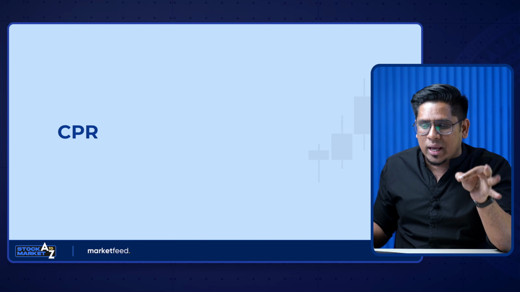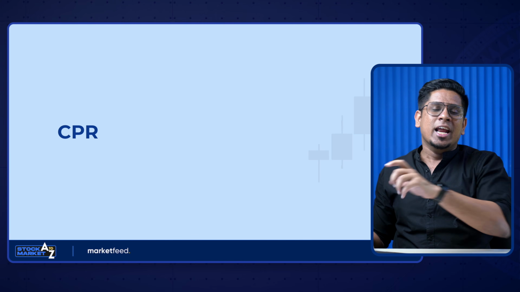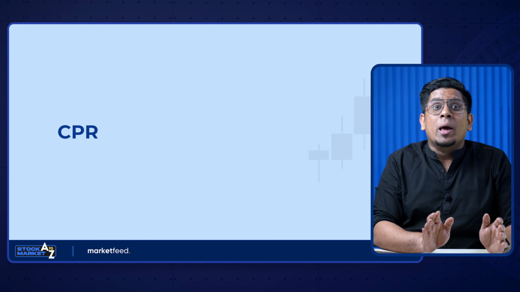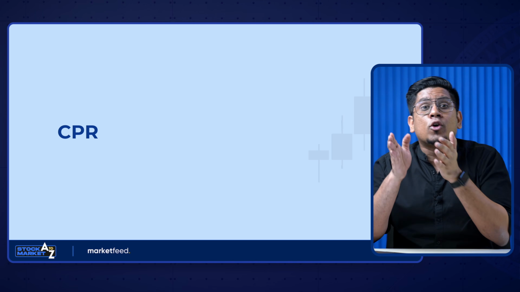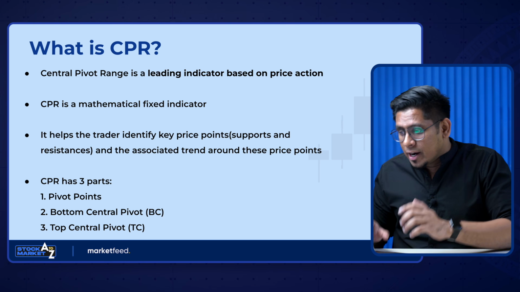Now that MACD as a technical indicator is also very clear, let's learn about the third technical indicator in today's class, which is CPR, or Central Pivot Range. Again, this is another technical indicator which I like a lot, because it is derived from a lot of price action based data. You'll understand what I'm talking about when we learn about this further.